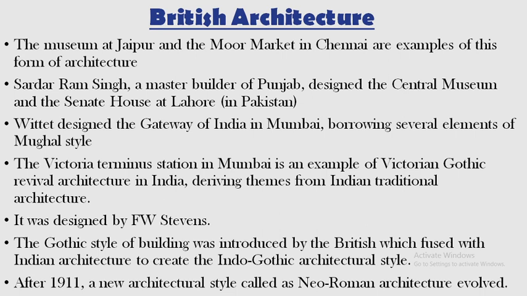The Victoria Terminus Station in Mumbai is an example of Victorian Gothic revival architecture in India, deriving themes from Indian traditional architecture, and was designed by F.W. Stevens. The Gothic style of building was introduced by the British, which fused with Indian architecture to create the Indo-Gothic architectural style. After 1911, a new architectural style called Neo Roman architecture evolved.